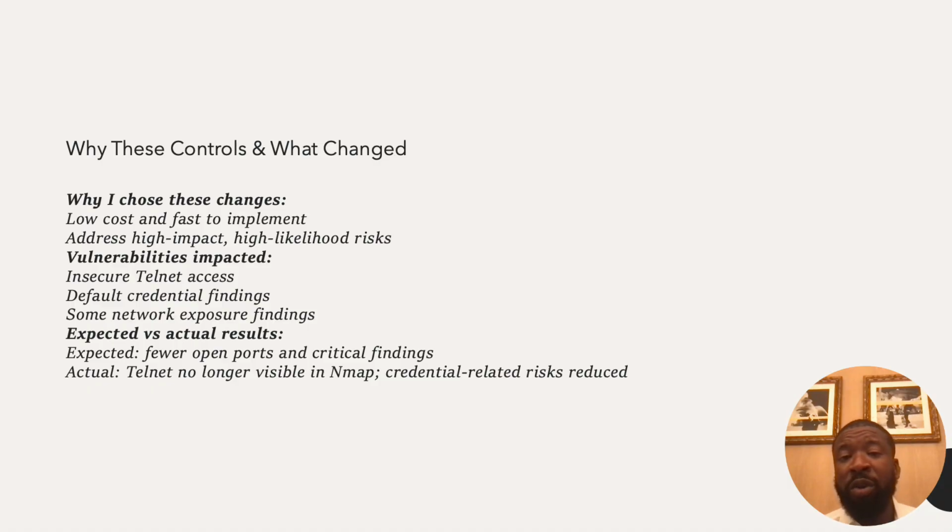The changes I picked were chosen for 3 reasons: cost, speed, and impact. They are low cost and quick to apply, which makes them realistic even for a busy production team. At the same time, they address high-likelihood, high-impact issues: insecure remote access and default passwords. As expected, after disabling Telnet, it no longer appeared in the Nmap scan, and any vulnerability findings related to Telnet were effectively removed. Changing the default password also removed one of the most obvious paths to compromise.